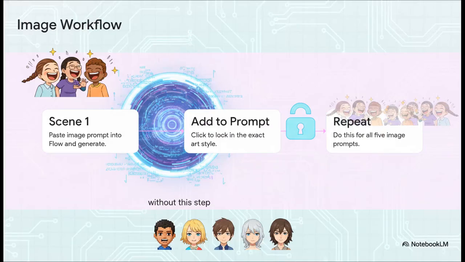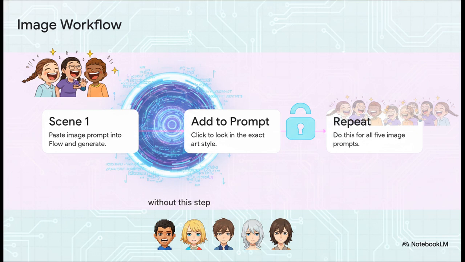Okay, pay close attention here, because the absolute crucial point in this whole workflow is step 2. After you paste your scene 1 image prompt and generate that incredible first image, you absolutely must click the Add to Prompt button before moving on. Why? Well, clicking Add to Prompt basically tells the AI to lock in that exact art style, the lighting, the character design, for the very next generation.